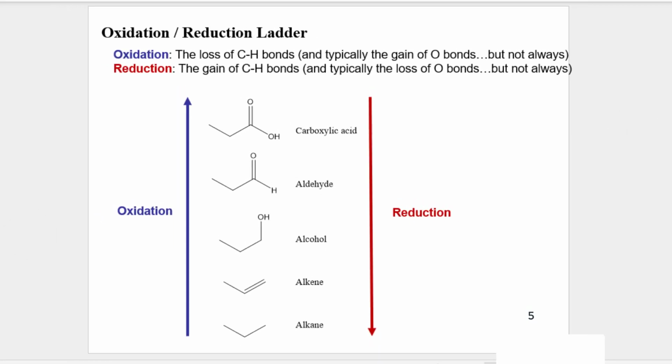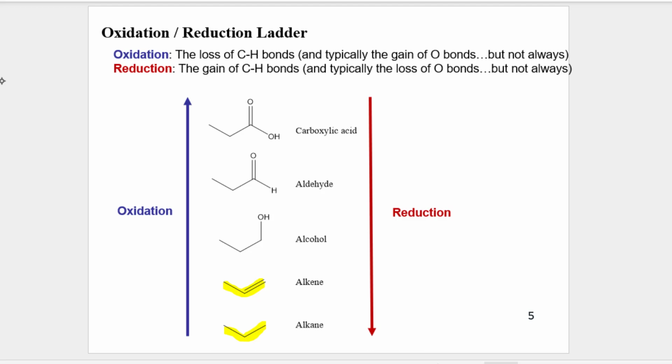your biochemistry courses. If you read what I've written here for oxidation, oxidation is the loss of carbon-hydrogen bonds and typically the gain of oxygen bonds. So let's take a look. If I started way down at the bottom here with an alkane, and by some chemistry converted it, what chemistry do we know to form an alkene? That's elimination chemistry, right? Or perhaps we had to do a radical reaction to put a bromine onto the alkane, and then we could do our elimination reaction.